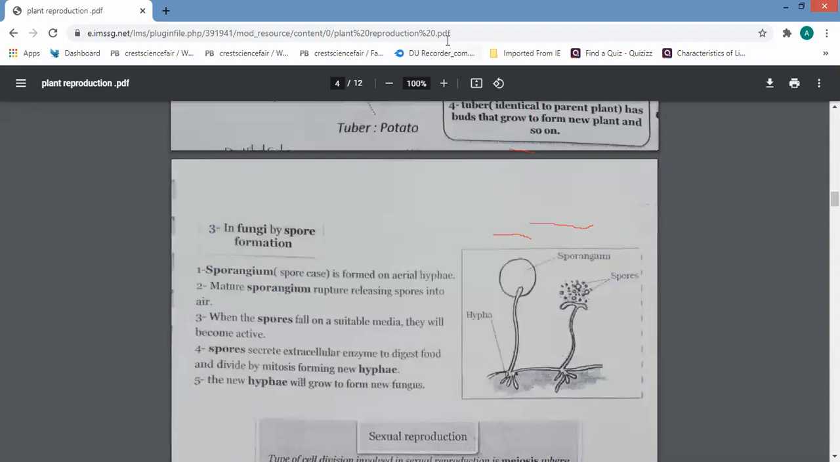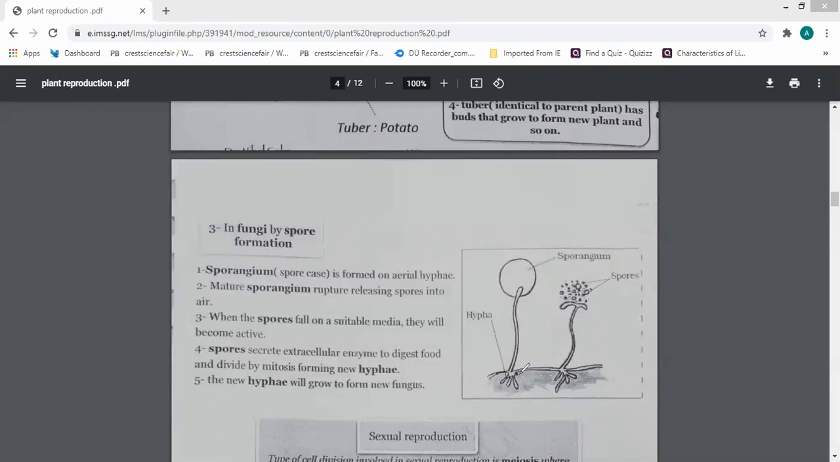Another type of reproduction is reproduction by spores. All of these types of reproduction, by tuber and by spores, are considered as sexual or asexual reproduction? Asexual. Right. So what are the reproduction by formation of spores?